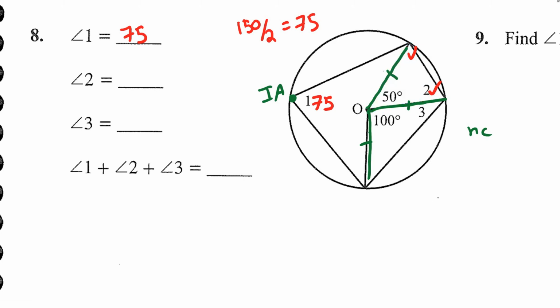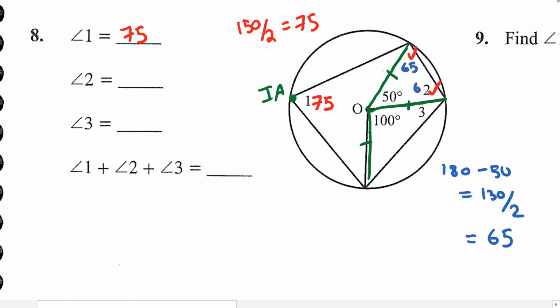So in order to finish that off, just take 180 degrees and subtract 50 degrees from that, which gives us 130, and then take 130 and divide that by 2, and 130 divided by 2 is going to be 65. So this is going to be 65, and that's going to be 65. So angle number 2 is going to be 65 by the isosceles triangle property. And then for angle 3, once again, we can use the isosceles triangle property.